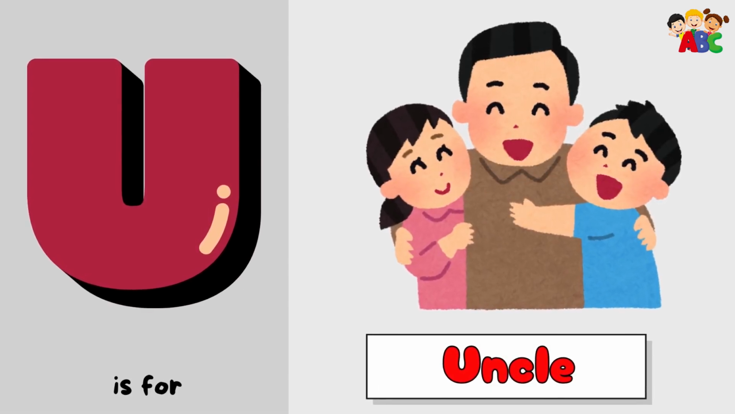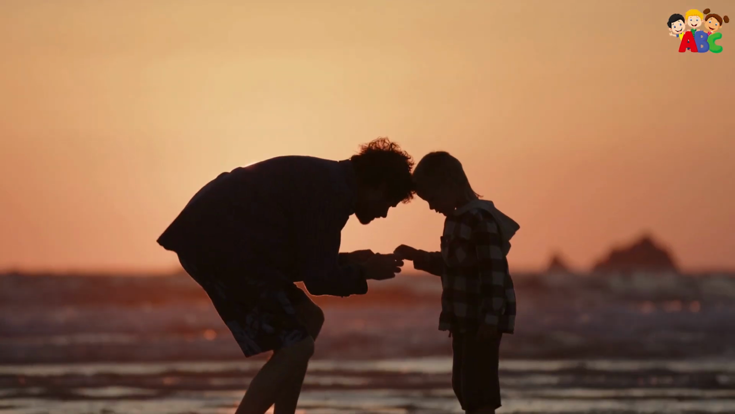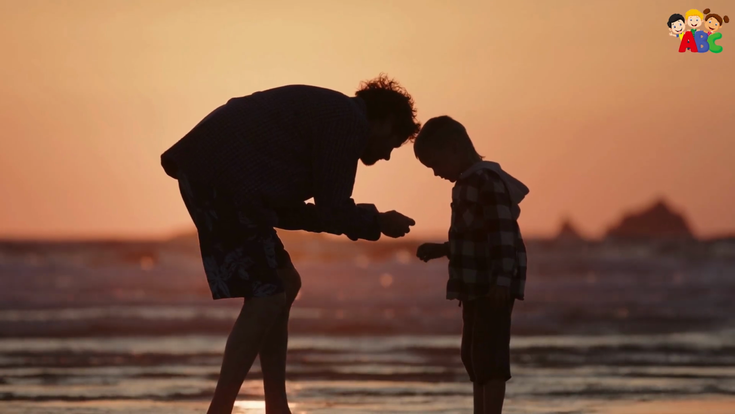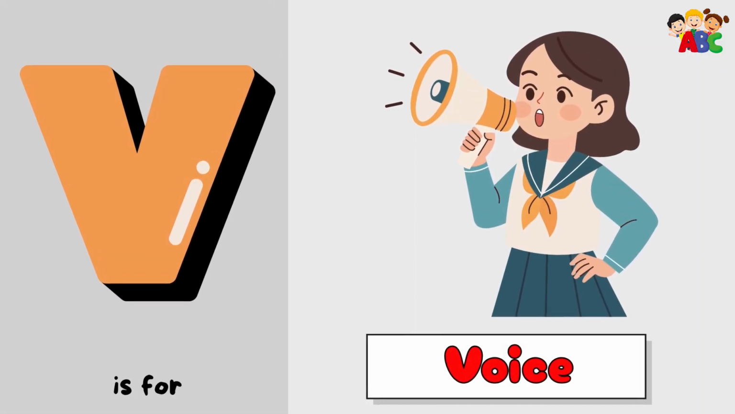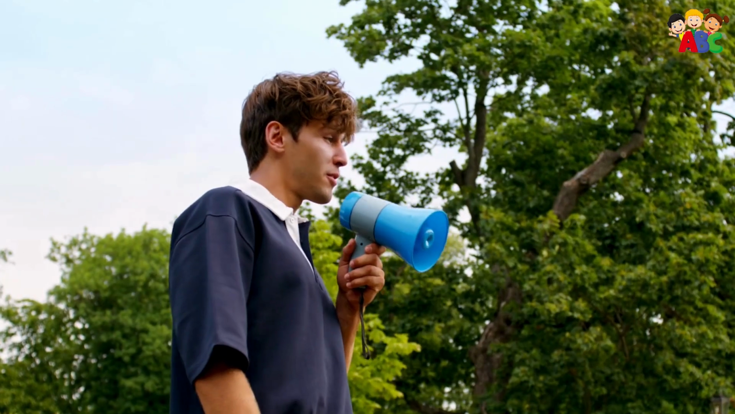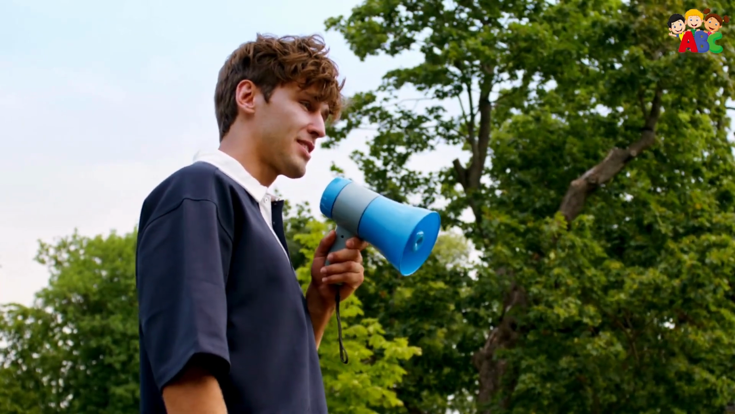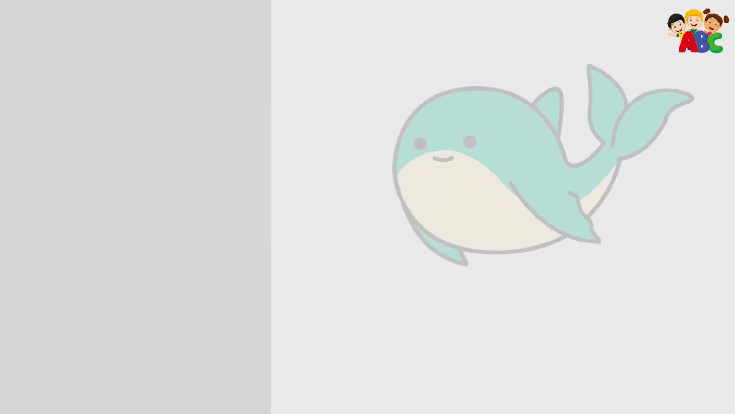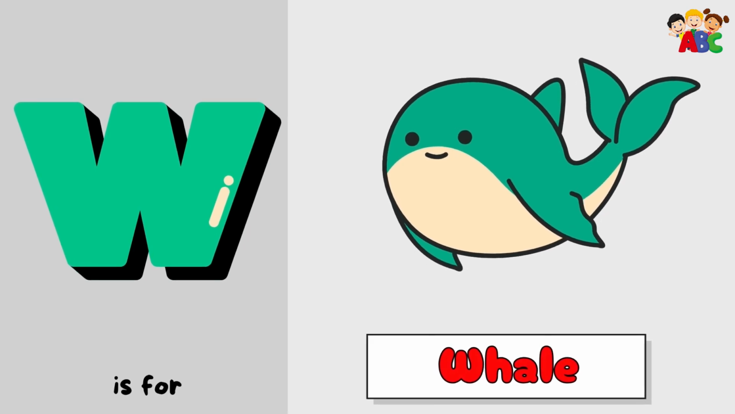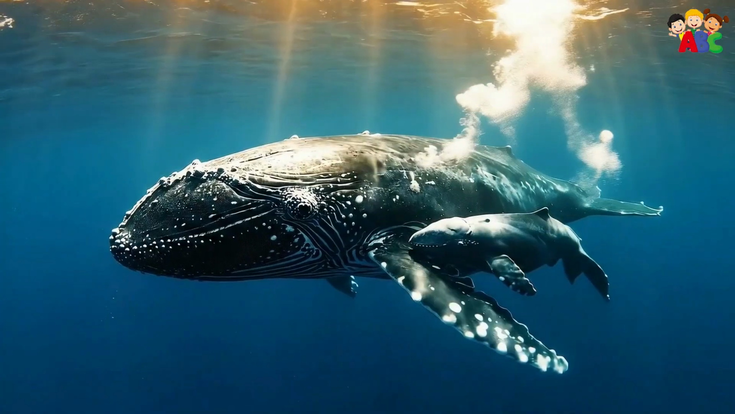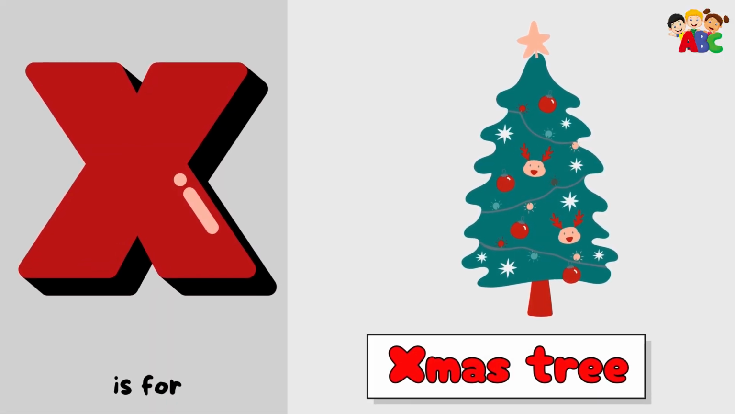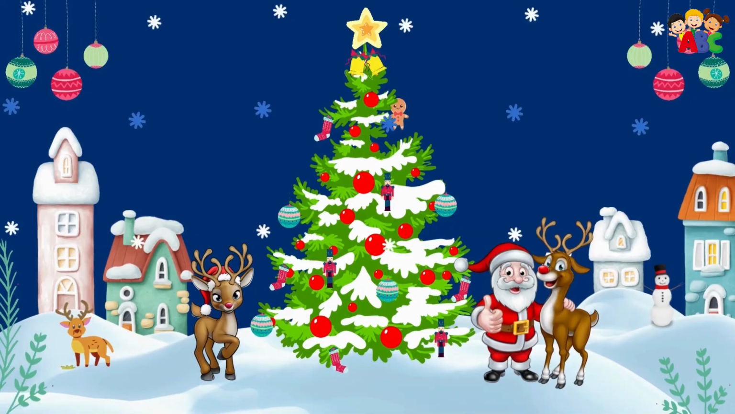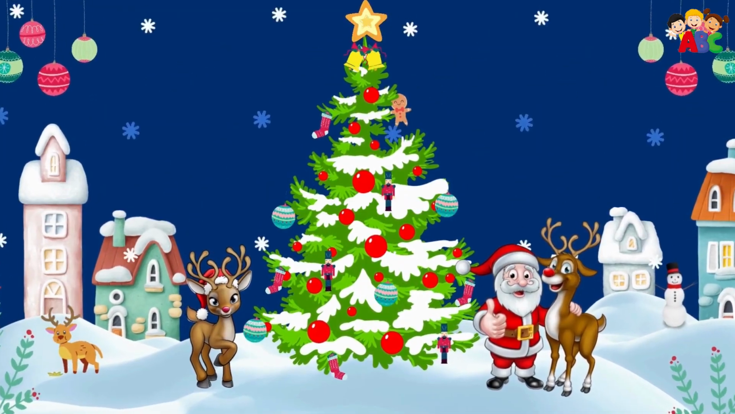U for uncle. Uncle. V for voice. Voice. W for well. Well. X for Xmas tree. Xmas tree.